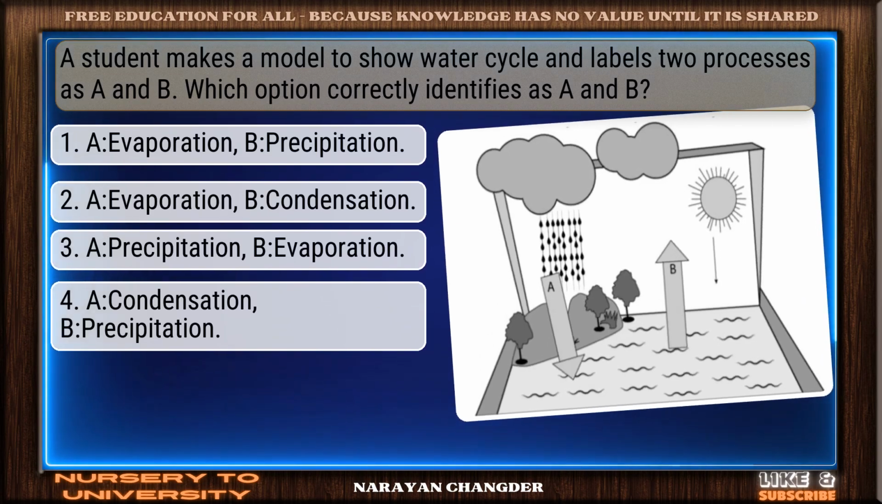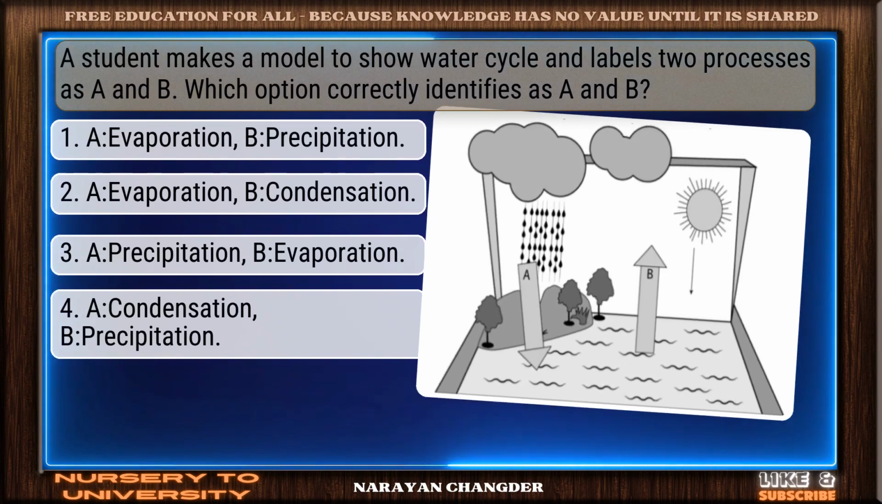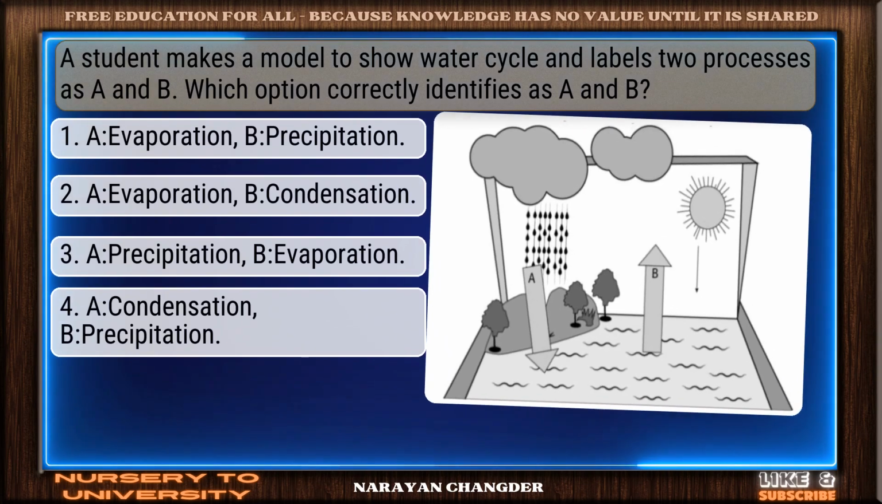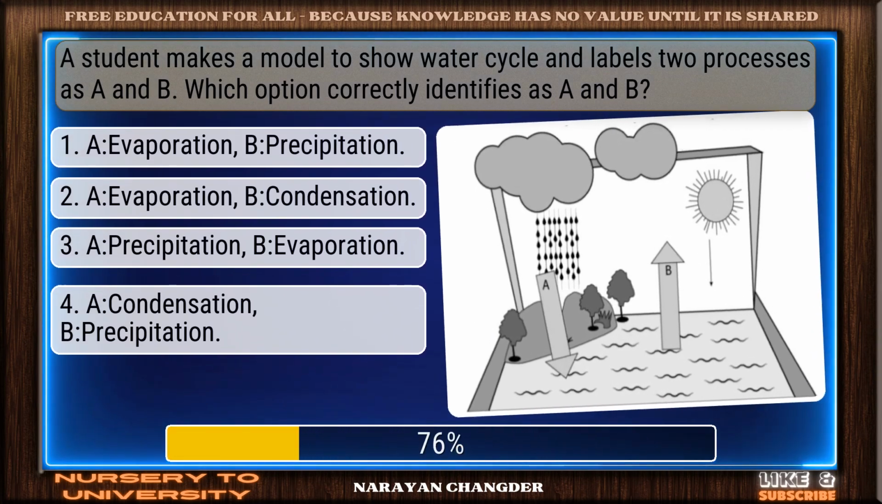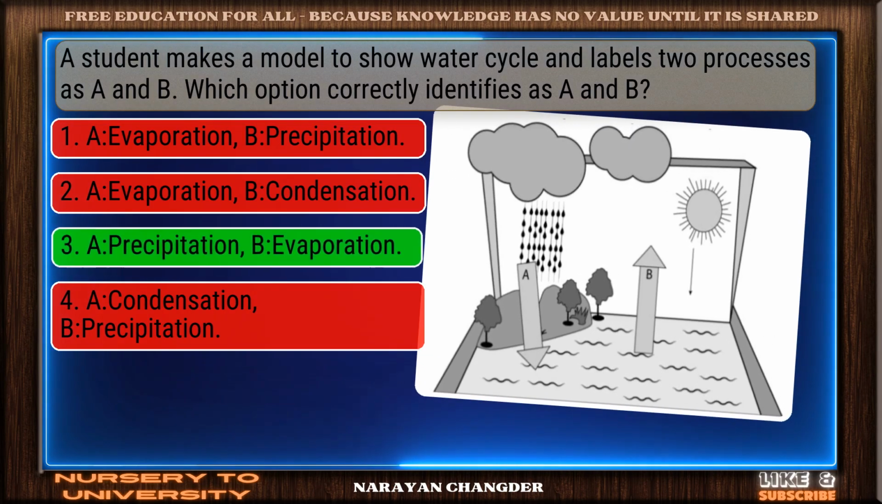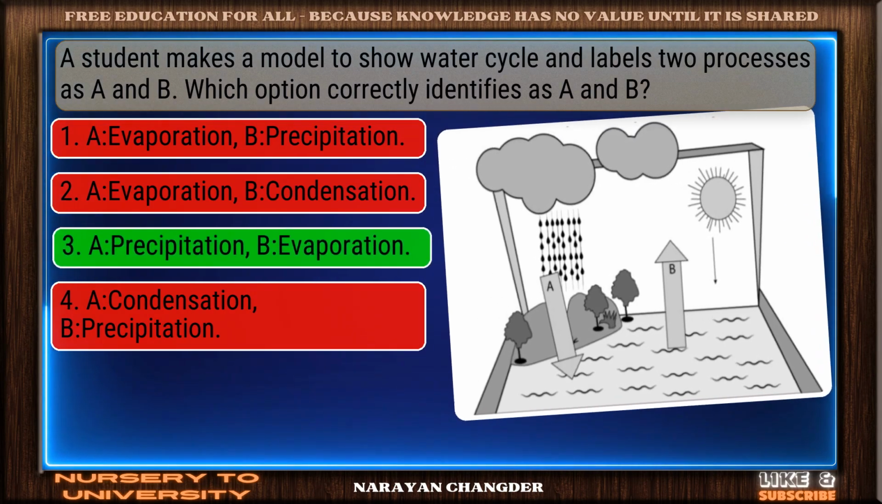A student makes a model to show the water cycle and labels two processes as A and B. Which option correctly identifies A and B? Great job. A. Precipitation, B. Evaporation is the accurate answer.